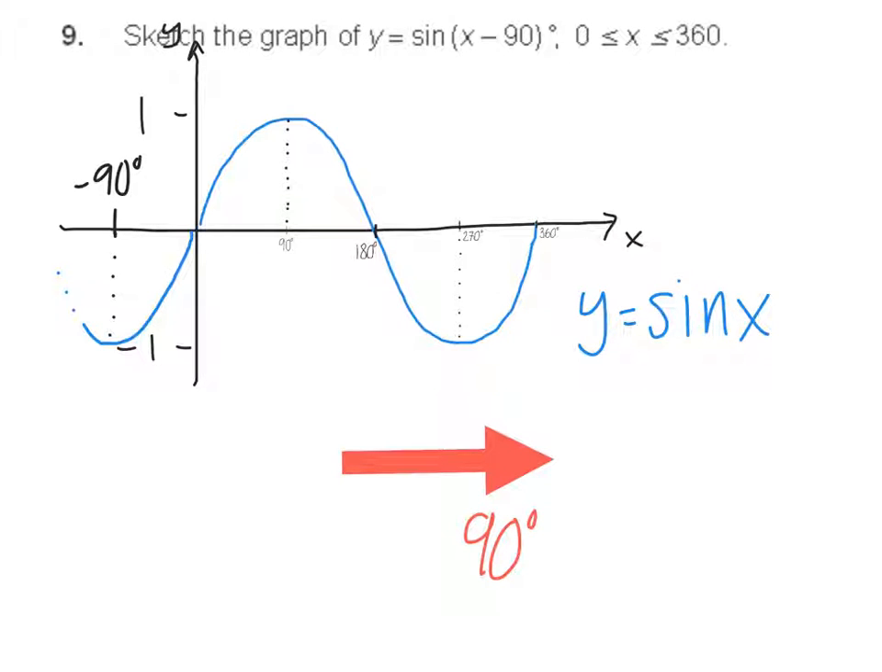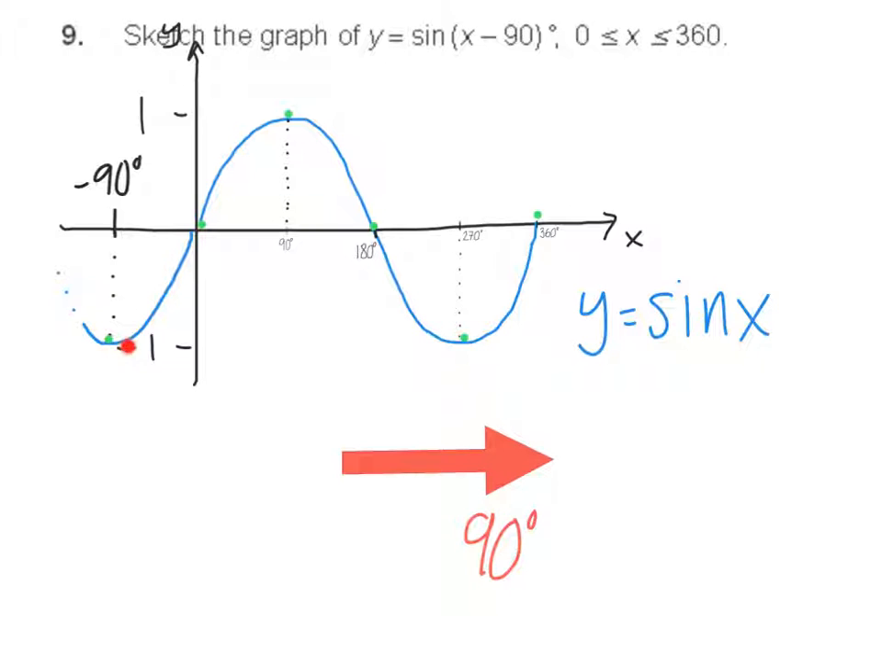So what we'll do now is we'll take some of our key points for sketching and we'll move them all to the right by 90 degrees. So our original one at 0, this one here at 90, this one at 180, this one at 270, and then this one at 360, which will disappear off the graph, but also now this one here at negative 90. Now each of those points is going to move 90 degrees to the right. So we'll show their new positions with yellow dots.